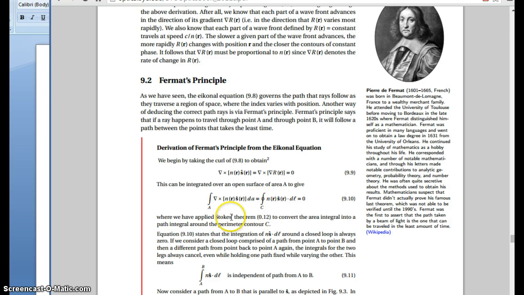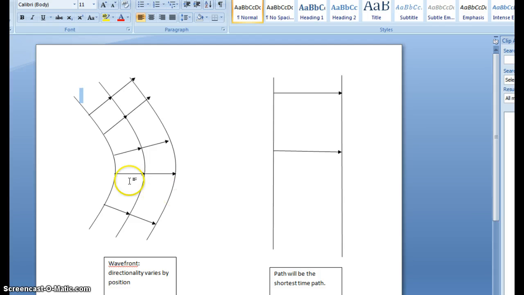So anyway, that's all we're doing here: instead of doing an area integral, now we're doing the perimeter contour integral around the whole thing. How does that relate to this picture? Well, if we have light going through a surface, and we're suggesting that it's not going in crazy loops but is going straight, there should be 0 curl.